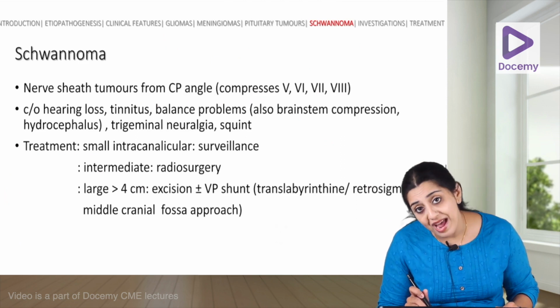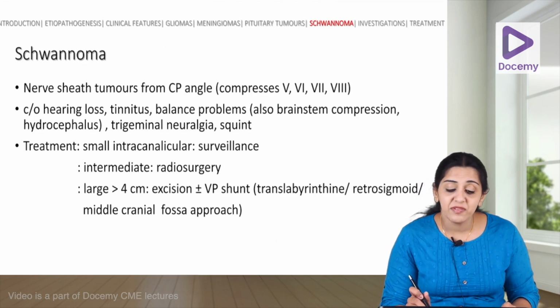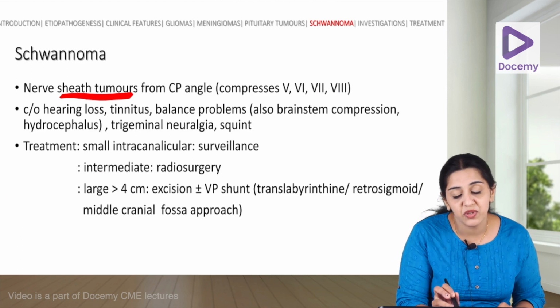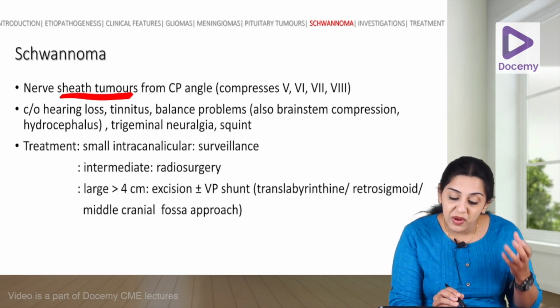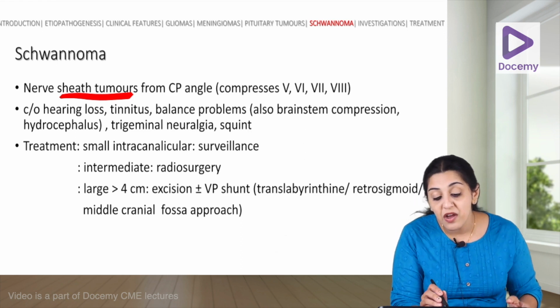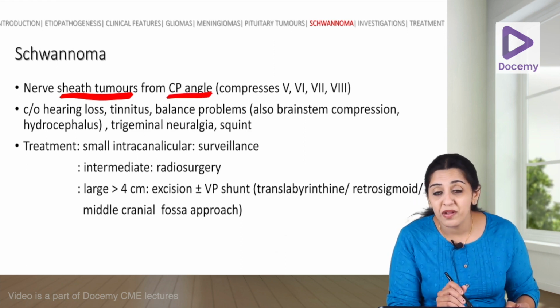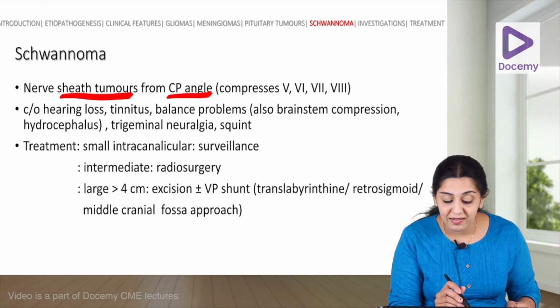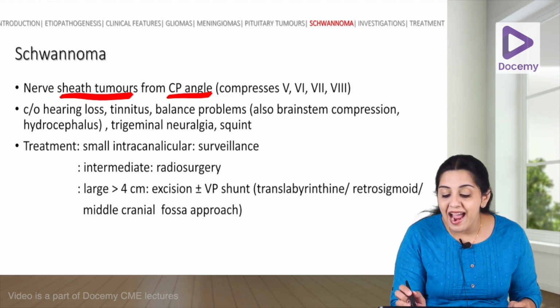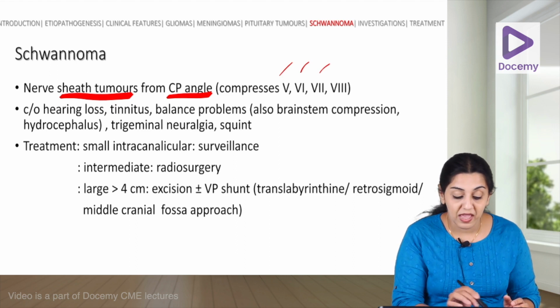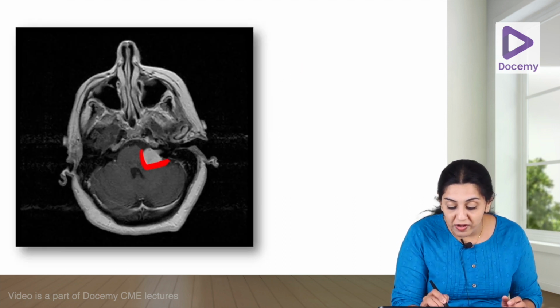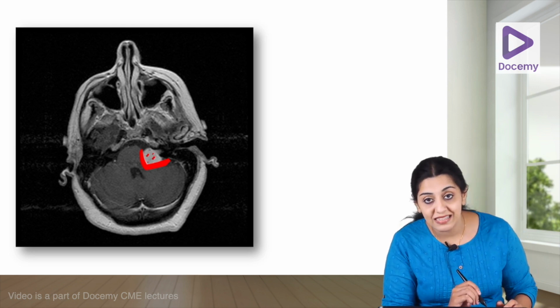Next is about schwannoma. As the name suggests, it arises from the nerve sheath. You know that Schwann cells are seen on the axons of the nerve. So schwannoma arises from the nerve sheath at the CP angle, the cerebellopontine angle, and it is easy to remember the nerves 5, 6, 7 and 8. So this is the cerebellopontine angle, and the nerves over here are 5, 6, 7, 8.